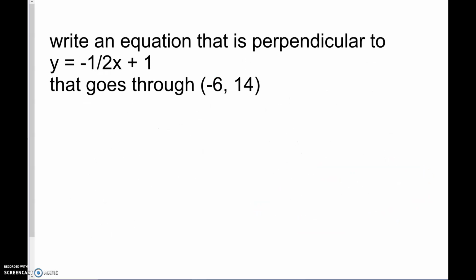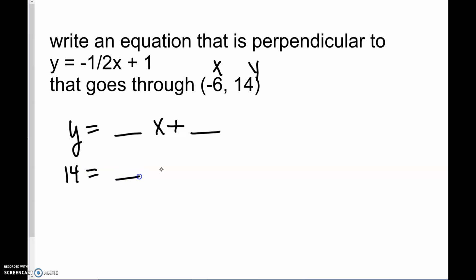All right, so this one wants to know perpendicular. So we can start at the same, y equals blank x plus blank. We know this is x, this is y, so we can put our 14 in here. I need my slope, and my x is negative 6.